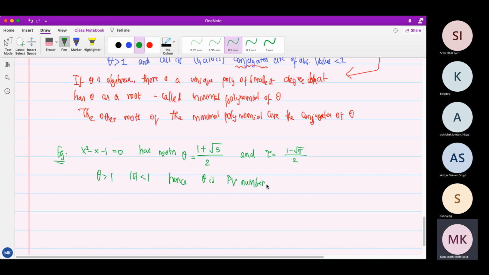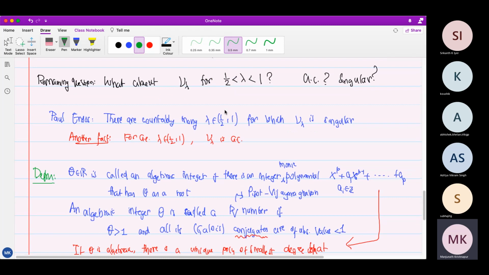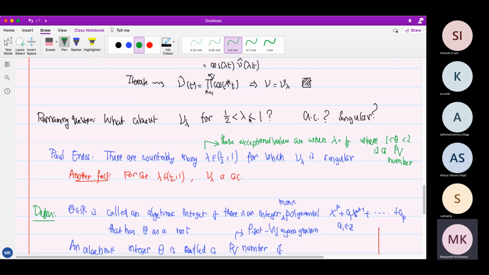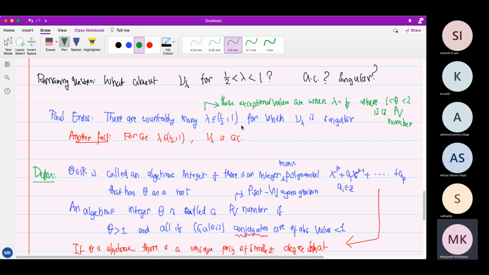It's 1 o'clock. Okay, so I didn't quite complete. Let me just complete by saying, what are these countably many exceptions? These exceptional values are when lambda is 1 by theta, where lambda is between half and 1, so theta is between 1 and 2 and is a PV number. So if you take the reciprocal of a Pisot-Vijayaraghavan number in 1 to 2, then it turns out that for those numbers, nu lambda is actually singular.